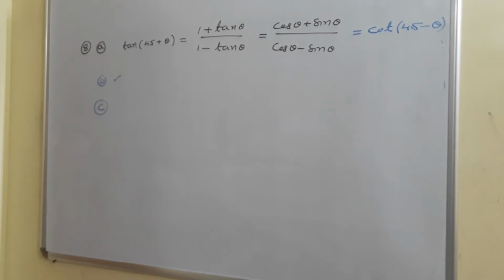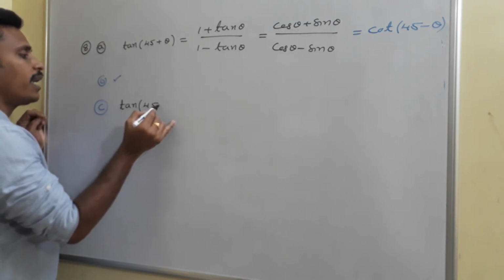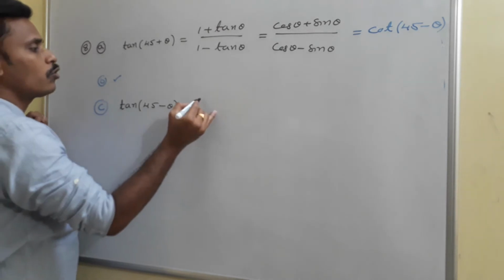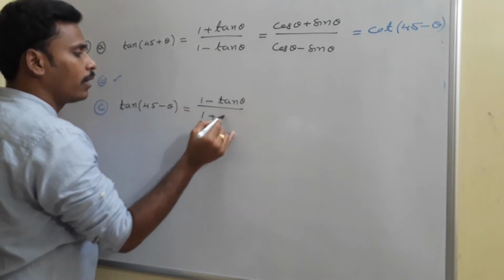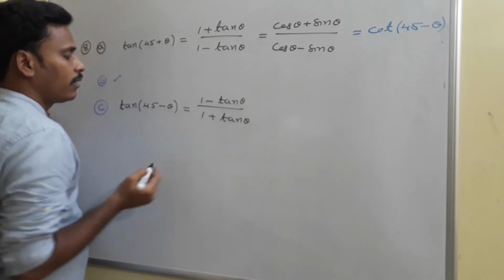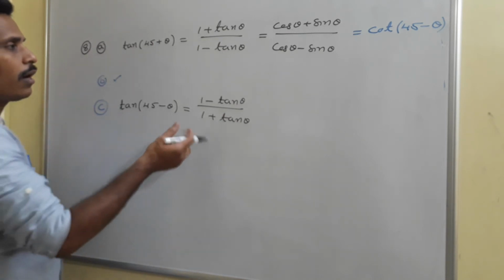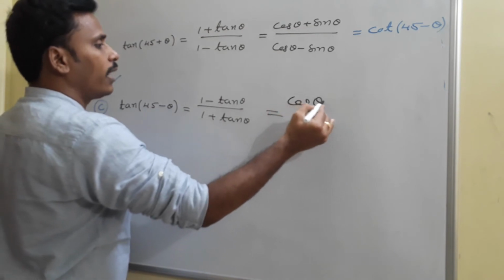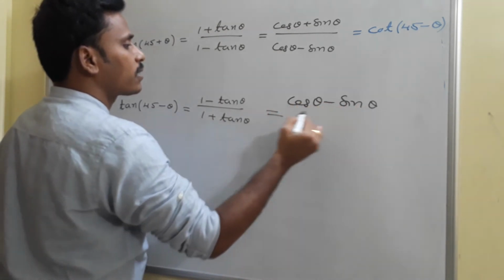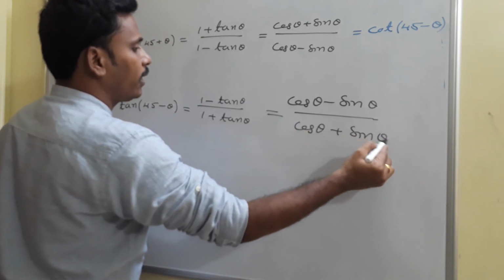At the end, this is the final result related to the tan of 45 plus theta. Now, tan of 45 minus theta is equal to (1 minus tan theta) divided by (1 plus tan theta). See, tan of 45 minus theta, use tan of A minus B formula and you reach this equation. And again, tan theta is sin theta by cos theta. Then you will get (cos theta minus sin theta) divided by (cos theta plus sin theta).